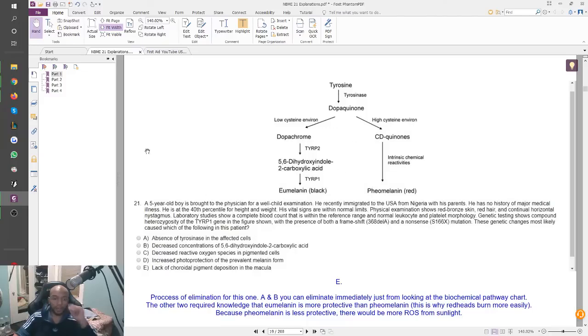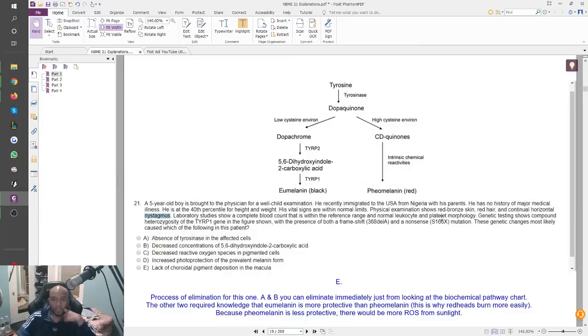They go on to tell you a 5-year-old boy is brought to the physician for a well child examination, recently immigrated to the USA from Nigeria with his parents. He has no history of major medical illness. He's at the 40th percentile for height and weight. His vital signs are within normal limits. Physical exam shows red-brown skin, red hair, and continual horizontal nystagmus, which is weird, right? Something's wrong neurologically.